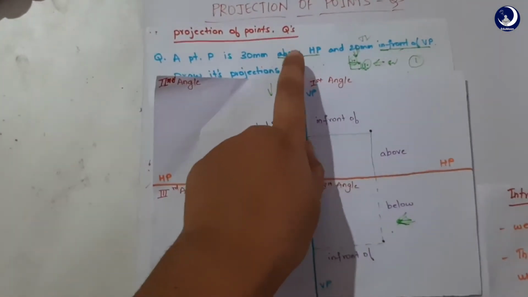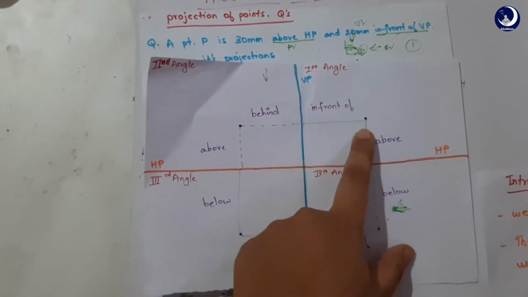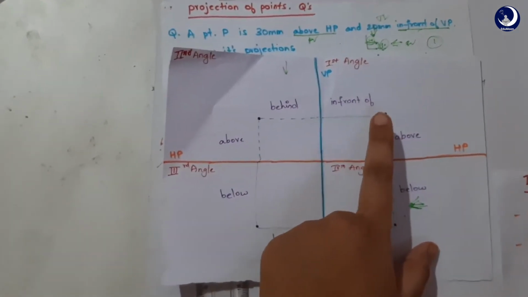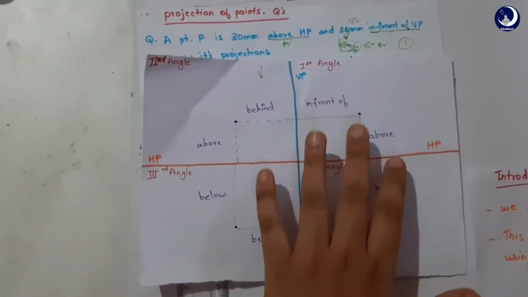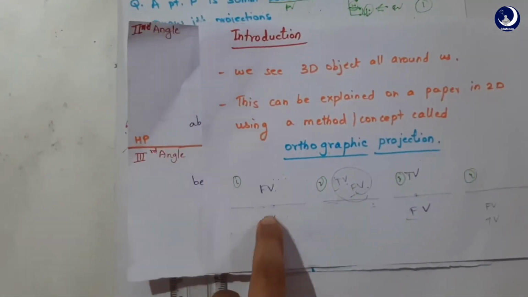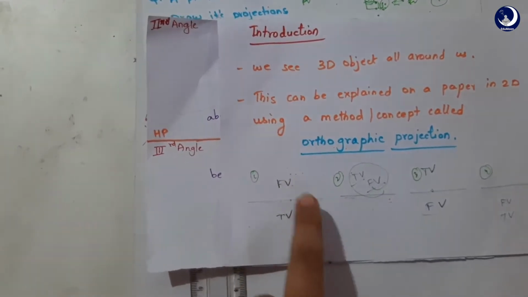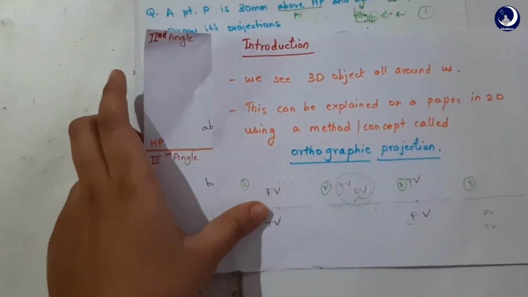So in this question it's given above HP and in front of VP, which means above HP in front of VP. So clearly it's the first angle projection, that is the point P is in first quadrant. So if the point P is in first quadrant, that means in first quadrant the front view is above the reference line and top view comes below the reference line while drawing the orthographic projections. So let us now draw the projection.